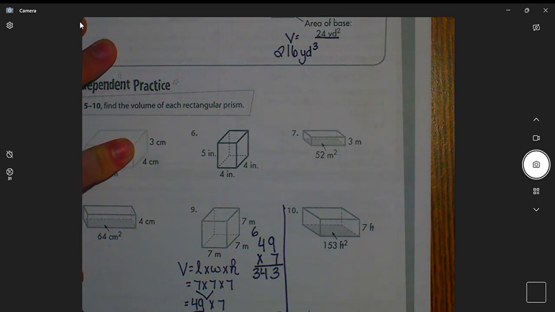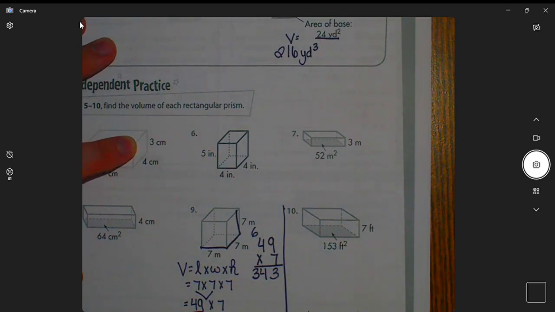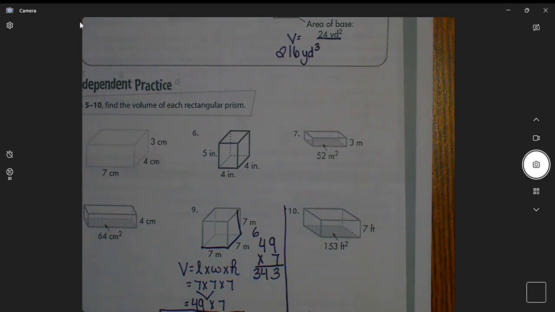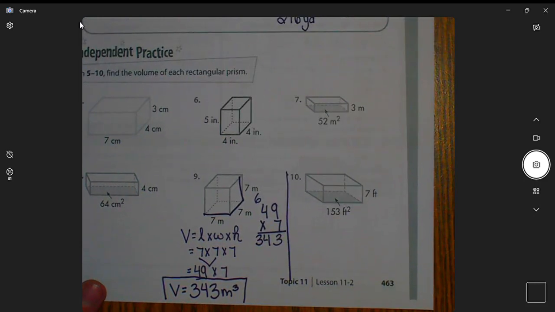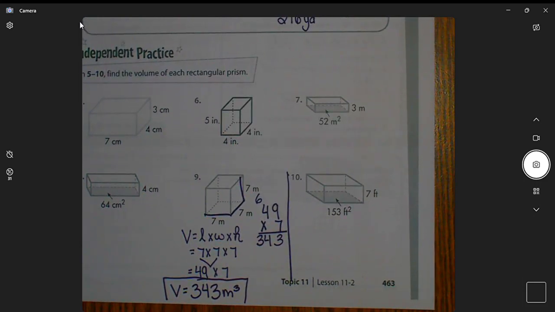So my volume equals 343 meters. How many sides got multiplied together? So meters cubed. And what I like to do is box in my answer after I have brought everything down to show that I am done. I hope this has helped, and I'll see you again really soon.